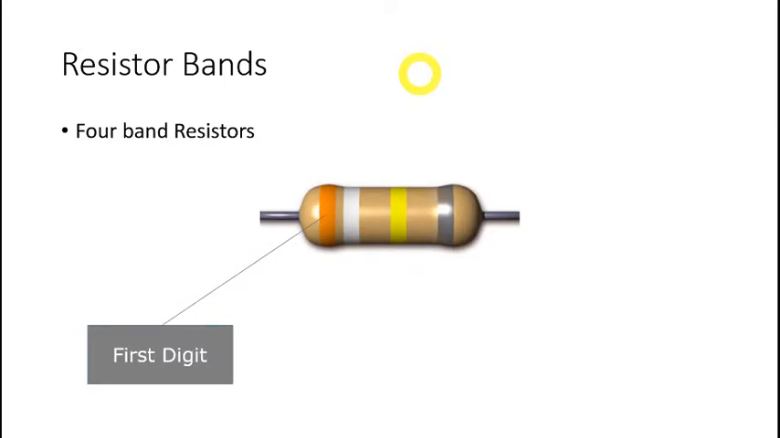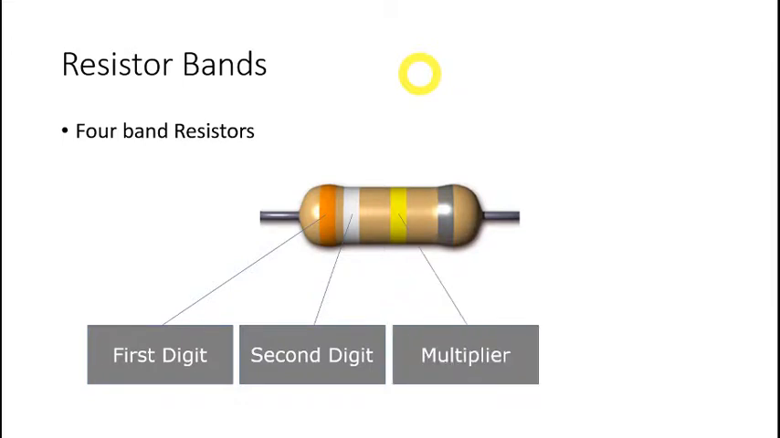So the orange band is going to be our first digit. The white band will be our second digit. The yellow, in a 4-band system, is our third band, and it's going to be a multiplier band. And then the fourth band is going to be our tolerance band, and we're going to learn about what tolerance is in just a minute.